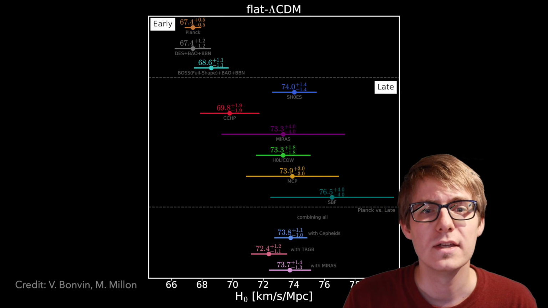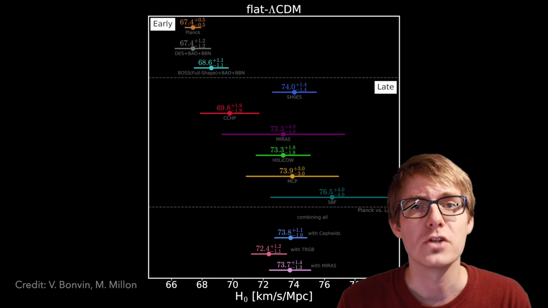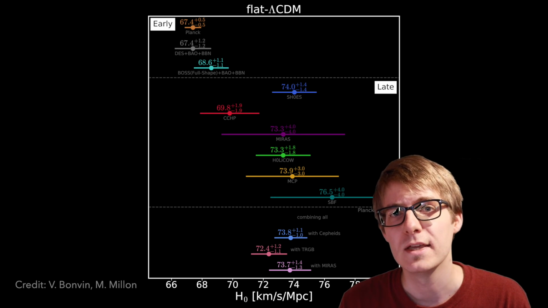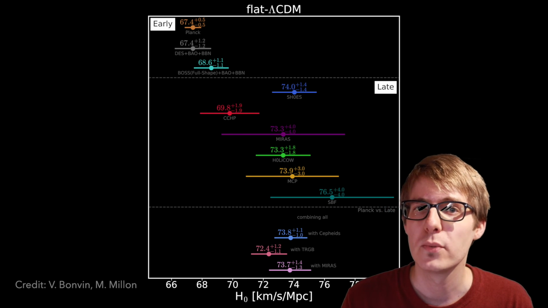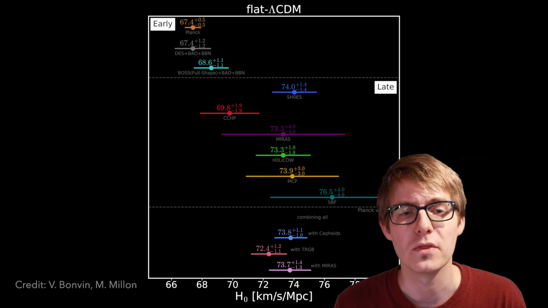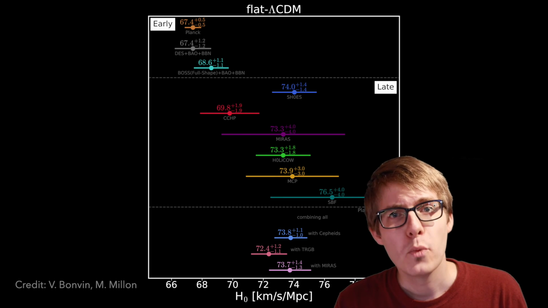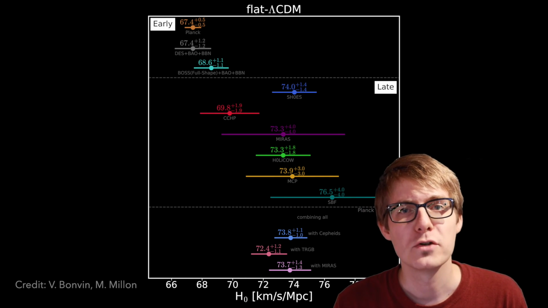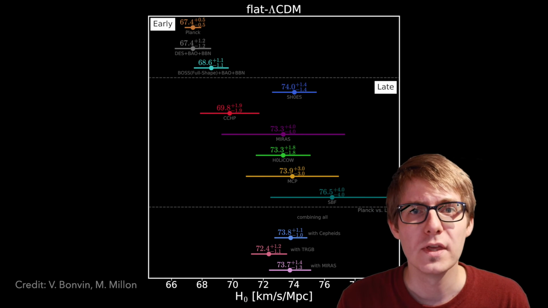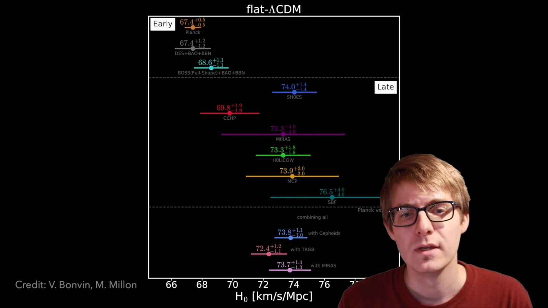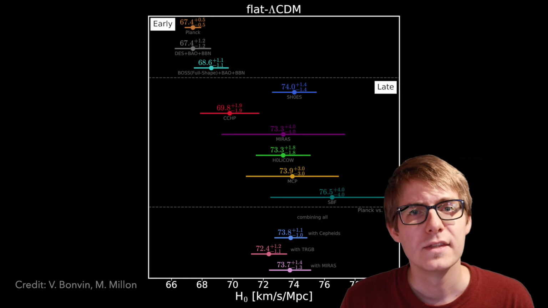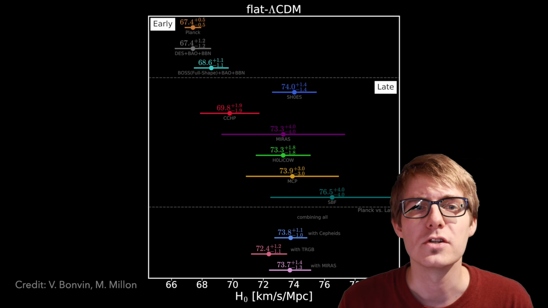The issue here is when we compare them to each other. For example, SHOES and Planck stand in a 5.2 to 6.4 sigma tension to each other. In other words, there is a 1 in about 20 million chance that both measurements contain the truth within their error margins. This really shows how serious this issue is, and that's why we call it H0 tension.